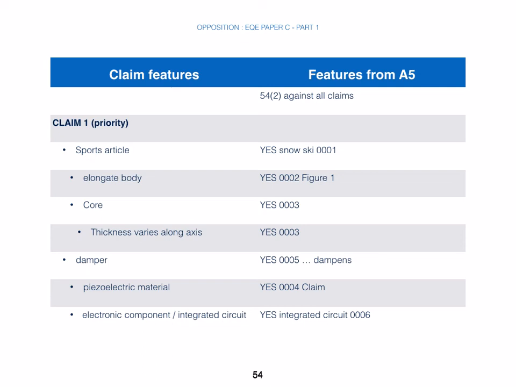To see which features of Annex 5 are known from the claims. Claim 1: sports article, yes, a snow ski, paragraph 1. Elongate body, yes, paragraph 2, figure 1. Core, yes, paragraph 3. Thickness varies along axis, yes, paragraph 3. Damper, yes, paragraph 3. What dampens is a damper. Piezoelectric material, yes, paragraph 4, claim. Electronic component, integrated circuit, yes, integrated circuit 2006. So it looks like claim 1 lacks novelty also over Annex 5.